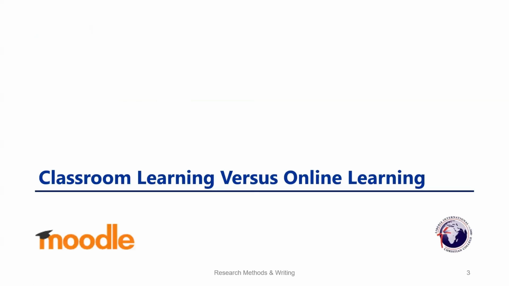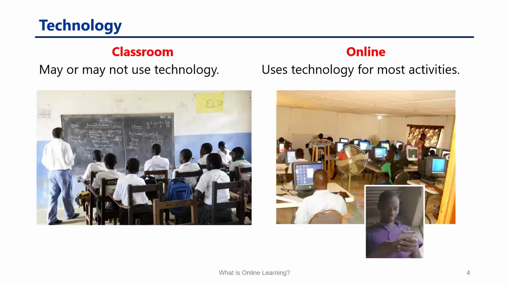Let's start by looking at the difference between classroom learning and online learning. In classroom learning, shown on the left, you may or may not use technology. In this picture, there is no technology, just students, a teacher, and a blackboard. Now look at the right side of your screen. In an online course, technology is used for most activities. We see pictures here of students in a lab using computers. And down at the bottom, we see a picture of a student using their phone.